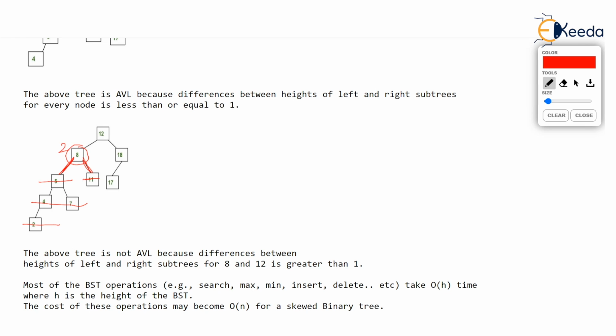But if you really want to continue, you can say 12 is also not balanced. And obviously, it will be. 12 is not balanced because if you see left height of 12 now is 1, 2, 3, 4, and right height of 12 is 2. 4 minus 2, difference is 2, which is not allowed. So 12 is also not balanced. Hence, the above tree is not balanced because difference between left subtree and right subtree of 8 and 12 is greater than 1.